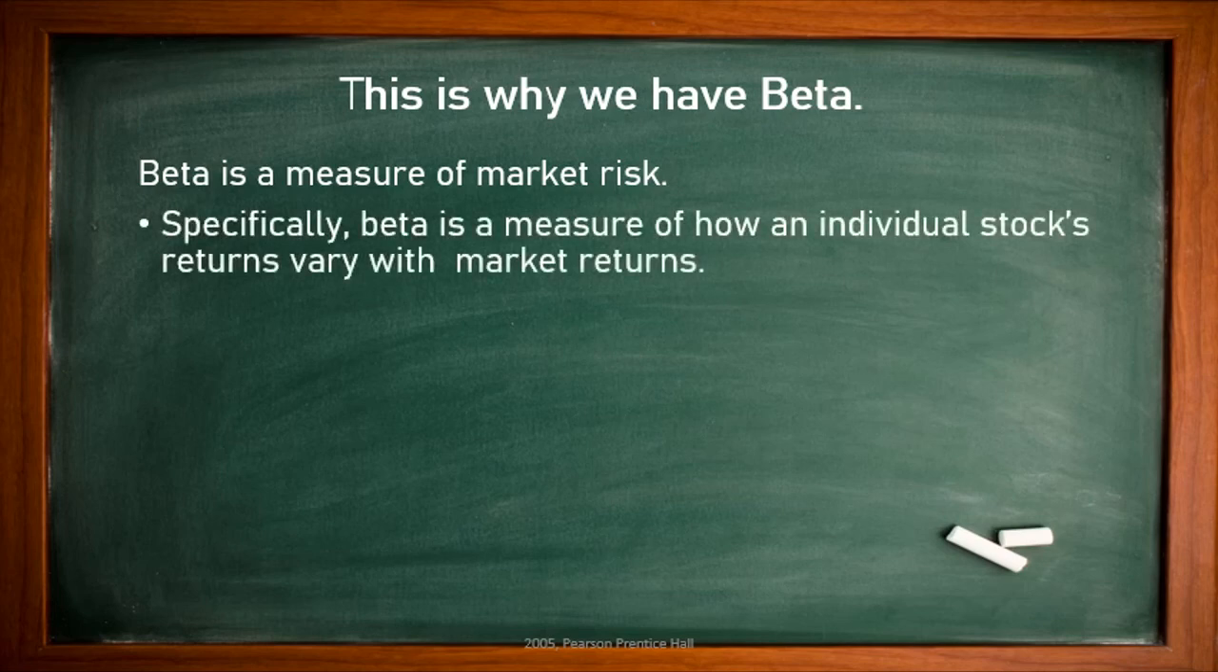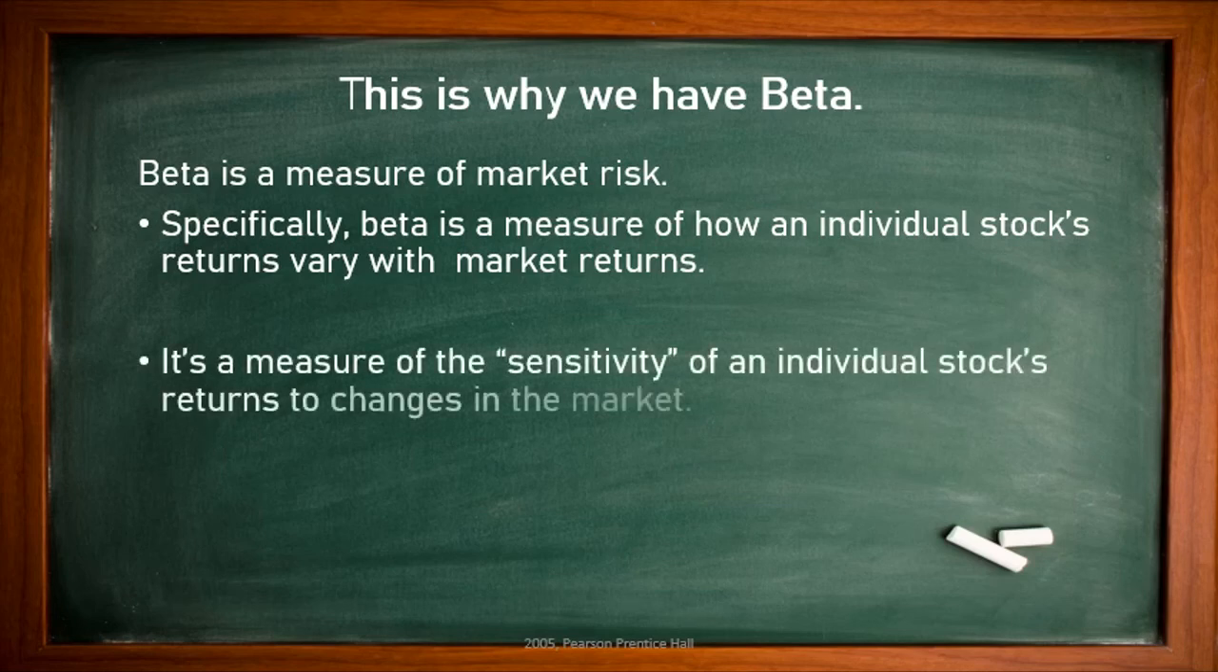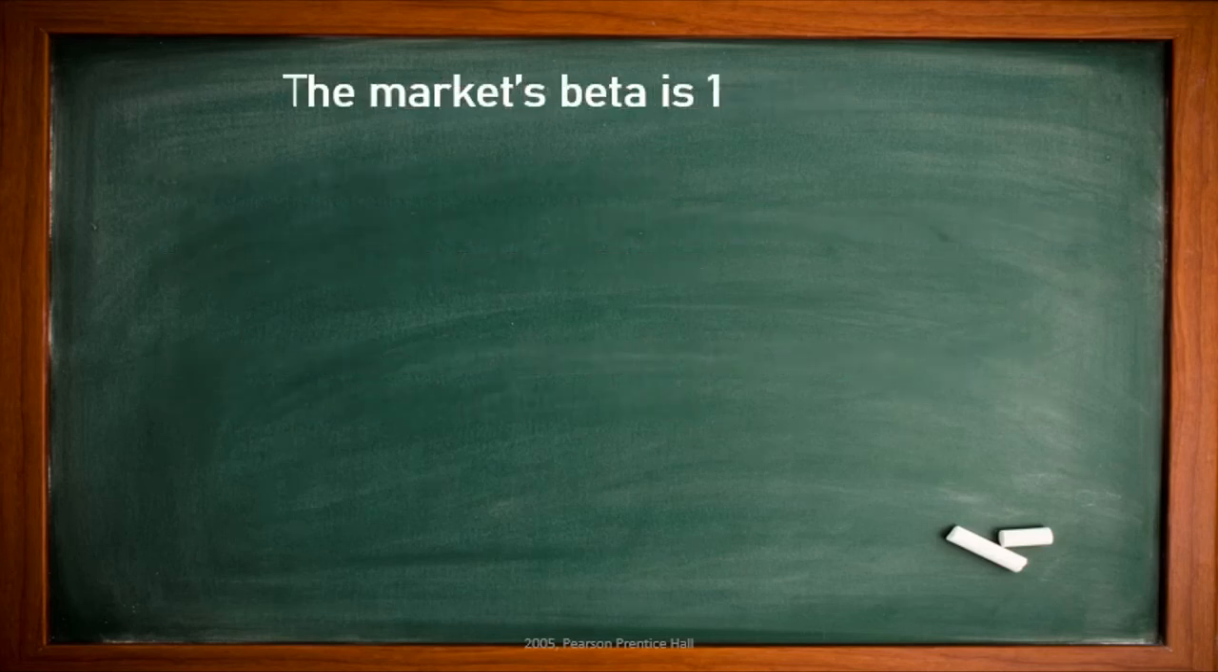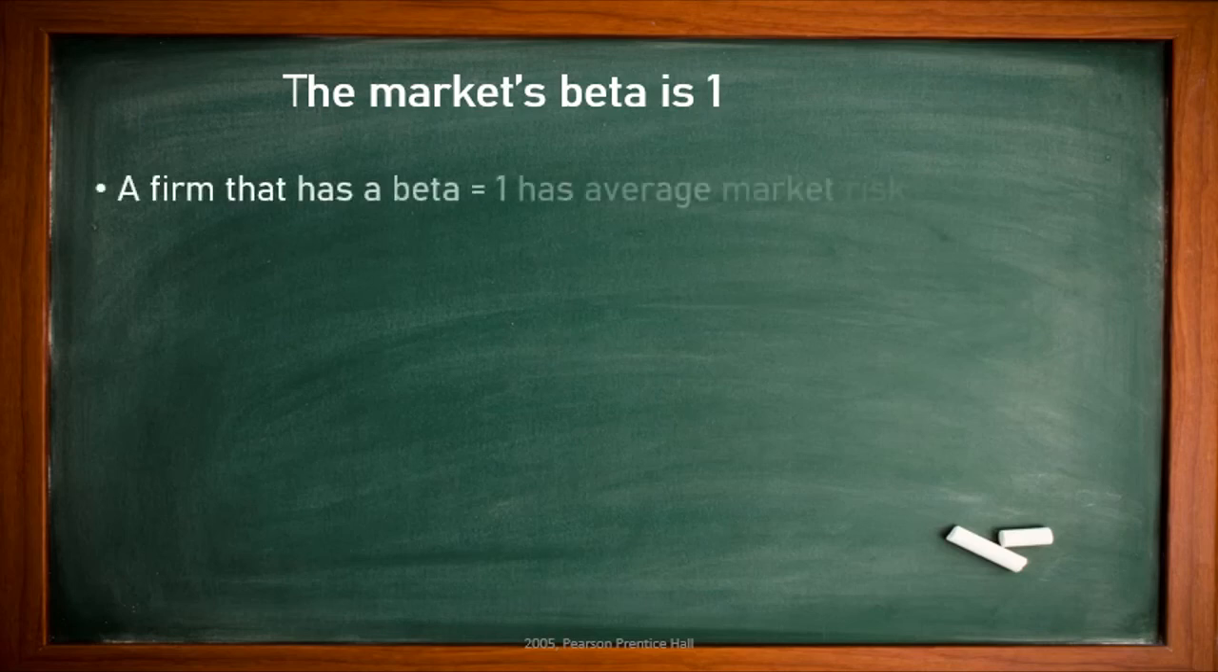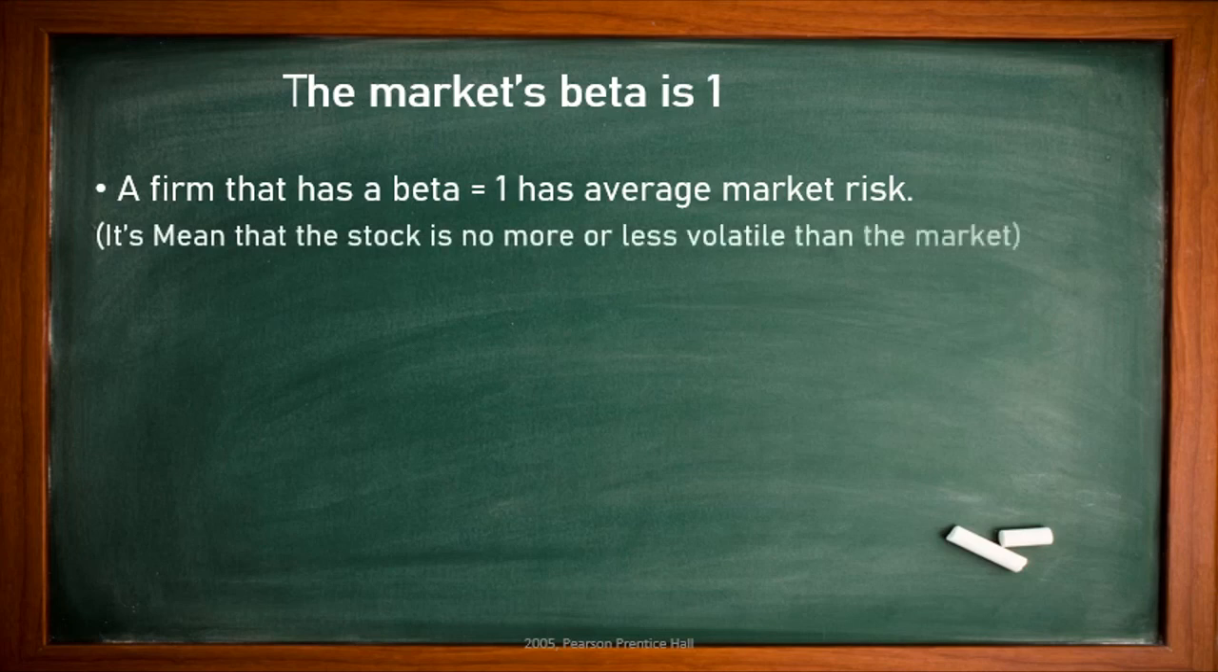Beta is a measure of how an individual stock's return varies with market returns. It is a measure of the sensitivity of an individual stock's return to changes in the market. The market beta is always 1, as I explained earlier. Let us understand more. A firm that has a beta of 1 has average market risk. It means all investments have market risk. If beta is 1, we can say all companies are in the same risky position. It means a stock is no more or less volatile than the market. The same risk and the same volatility as the market.